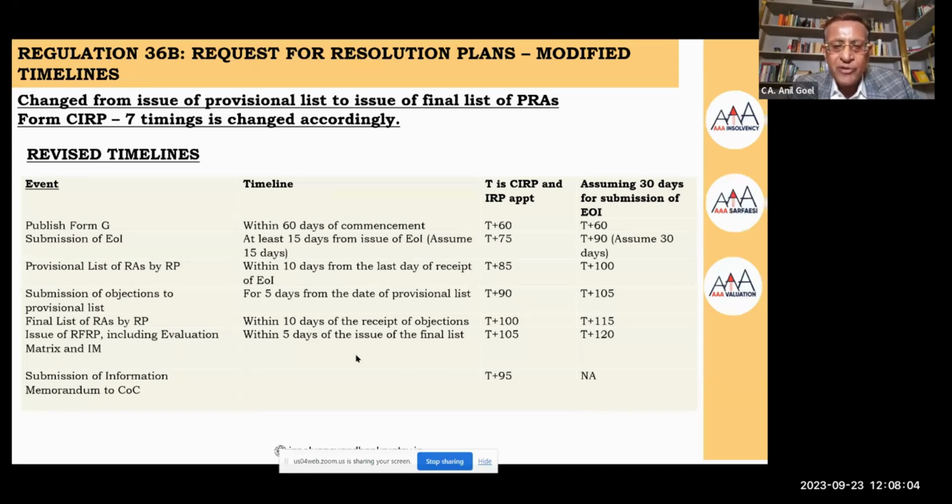But one thing that we have to assume is that when we are saying the submission of EOI, regulation 36A says that 15 days is the minimum time. But we've seen that most of the time 30 days are given. So in case 30 days are given, we can complete a process by 120 days, and in another case we can finish a process in 105 days. However, the submission of the information memorandum to the COC has no change, that is only 95 days.